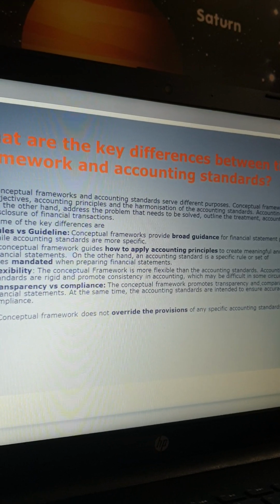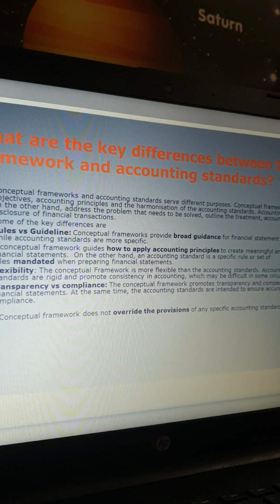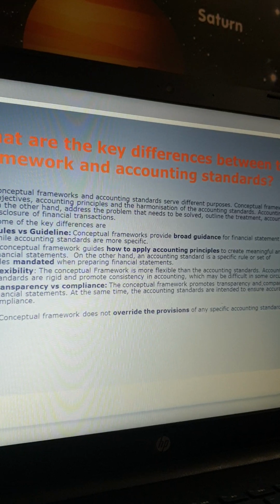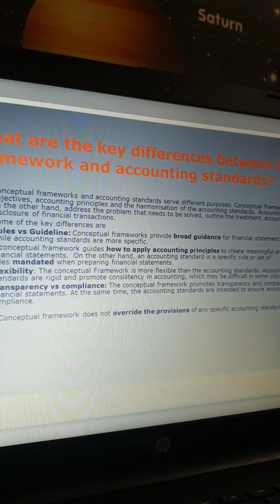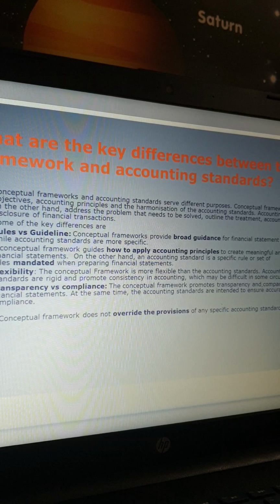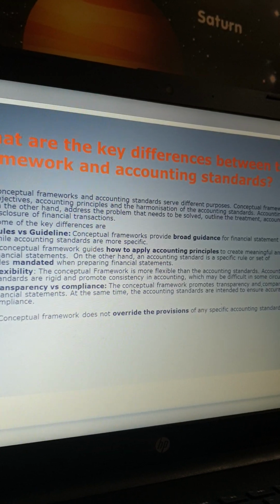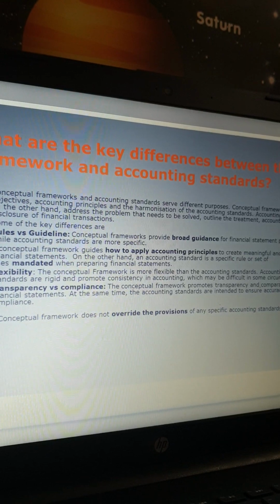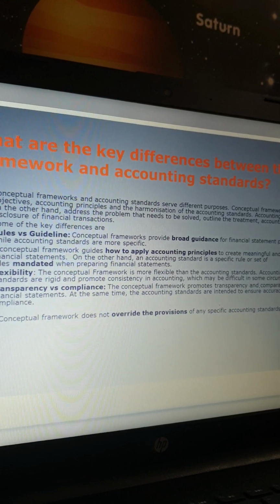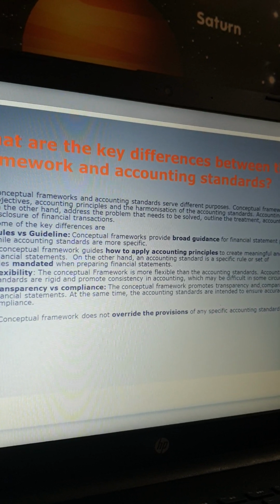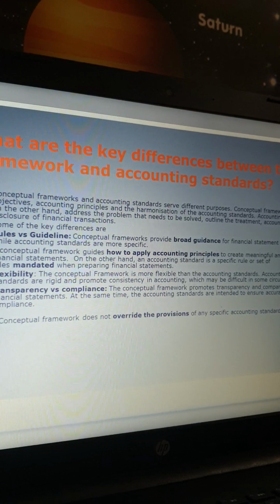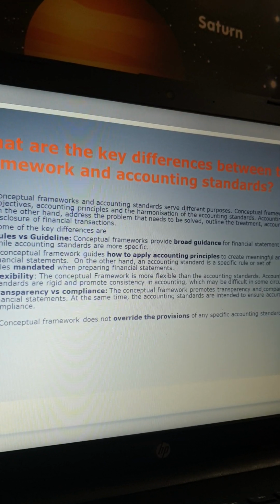Transparency versus compliance. The conceptual framework promotes transparency and comparability in financial statements. At the same time, the accounting standards are intended to ensure accuracy and compliance. A conceptual framework does not override the provisions of any specific accounting standard.